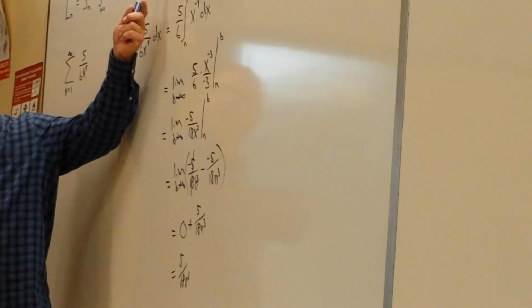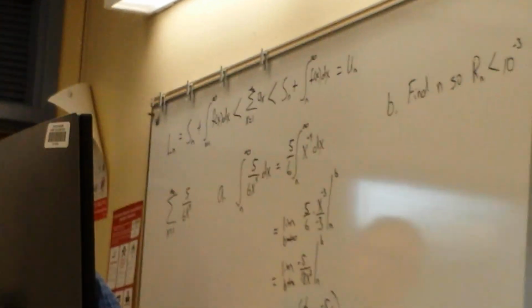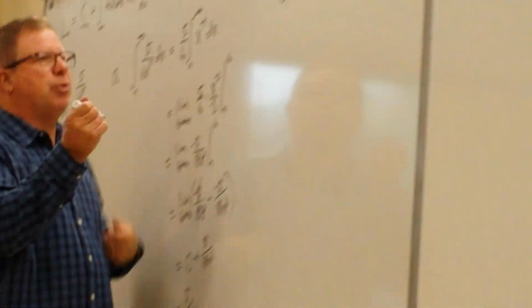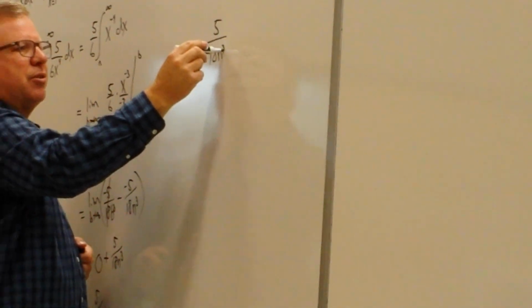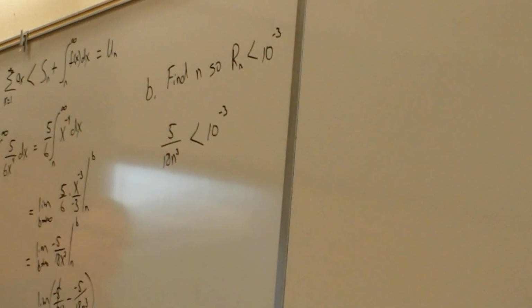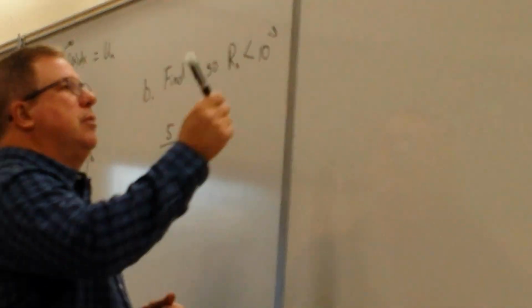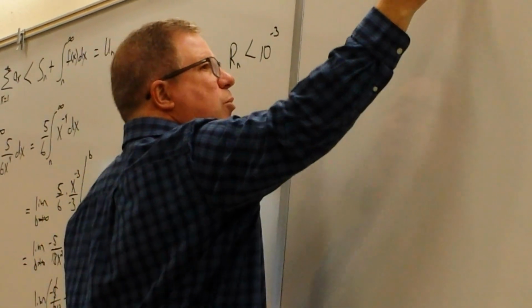All right, well, this represents our remainder, doesn't it? Because we have S sub n, the sum of the first n terms, plus this, that gives us an approximation for the total sum. That's our remainder. And we want to find n so that our remainder is less than 10 to the -3rd. So we want 5/18 n to the third to be less than 10 to the -3rd. Ten to the -3rd is 1/10 to the +3rd, which is 1/1000.